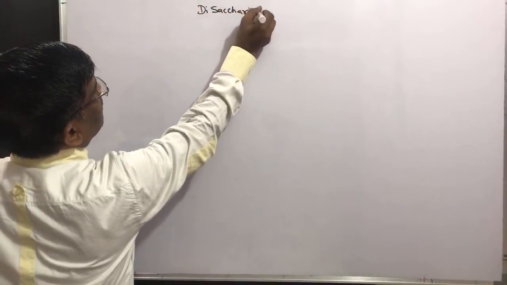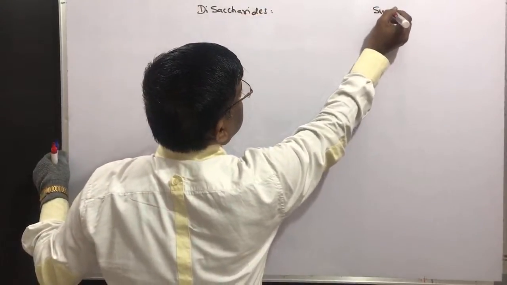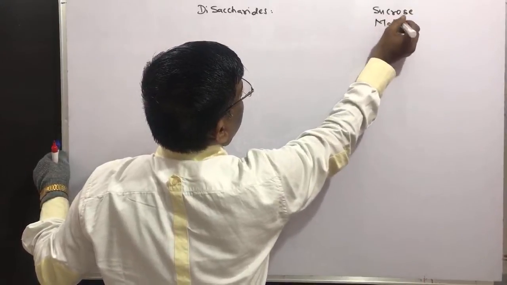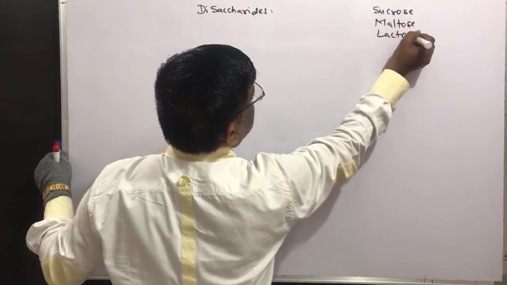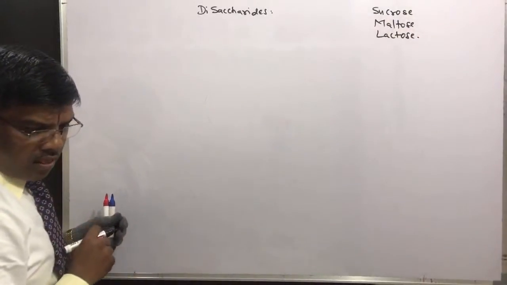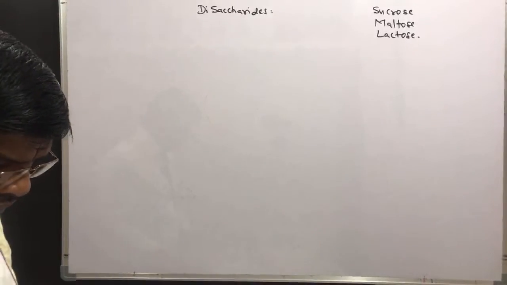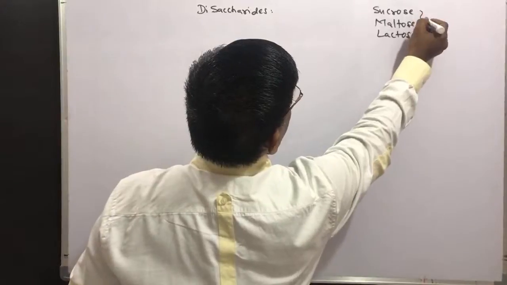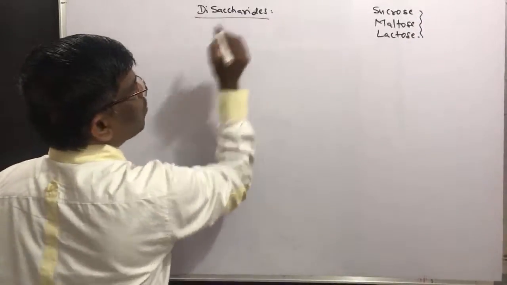Disaccharides. Under this, we are going to learn the structures of sucrose, maltose, lactose, these three structures with their structural elucidation. Right. So let us take sucrose.